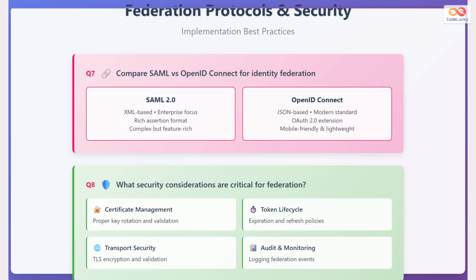Token lifecycle management requires appropriate expiration and refresh policies to prevent unauthorized access. Transport security demands TLS encryption and certificate validation for all communications. Comprehensive audit and monitoring systems must log all federation events for security analysis and compliance requirements.